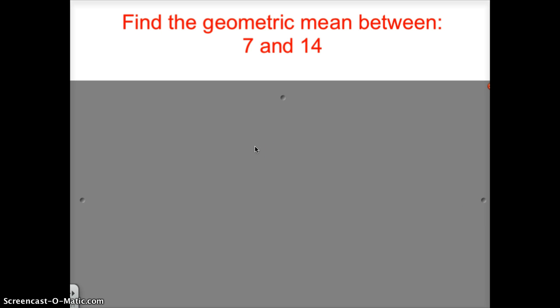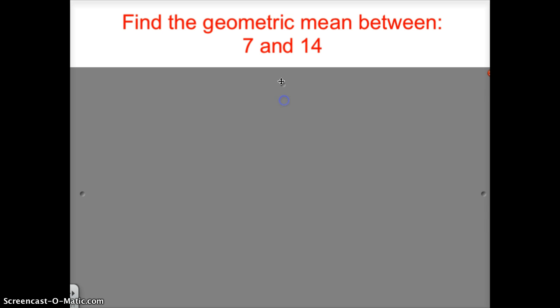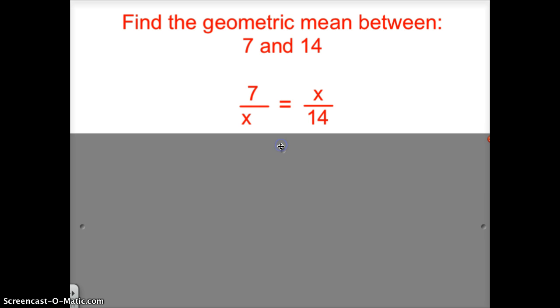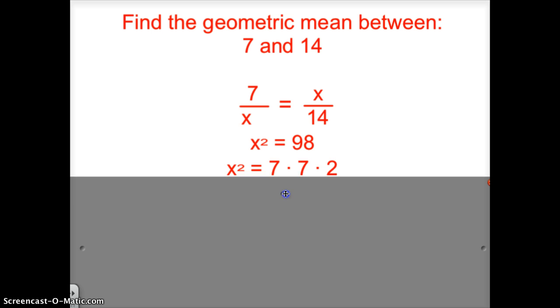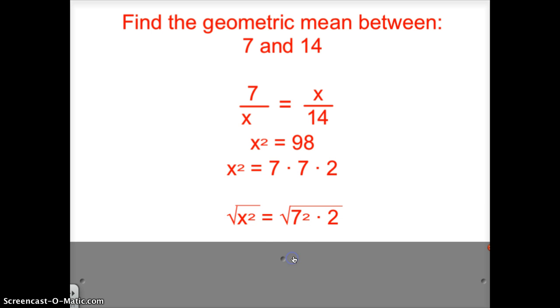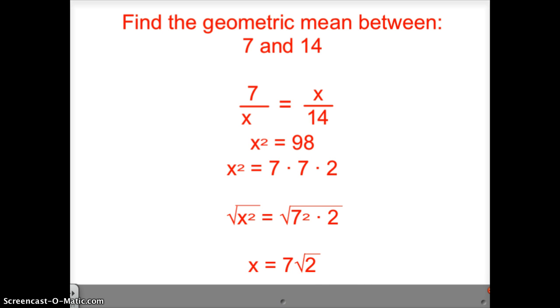Take a second to find the geometric mean between 7 and 14. So hopefully you set up your proportion where 7 and 14 are the two extremes and x's are the two means, and therefore when you set it up, 7 times 14 is 98. You can break that up into 7 squared times 2. When you take the square root, you should get 7 radical 2.